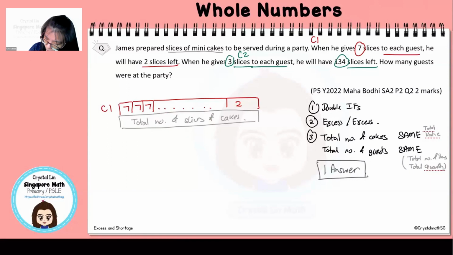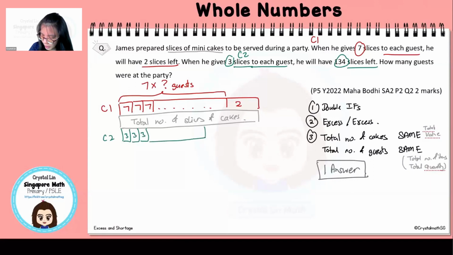So this portion here is 7 slices of cake for each guest. How do I find the answer here? 7 times question mark, number of guests. Do I know how many guests? I don't know yet. Okay, case number 2, I have 3 slices of cake for each guest.